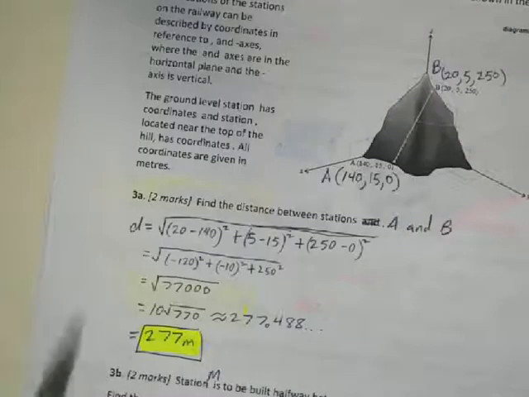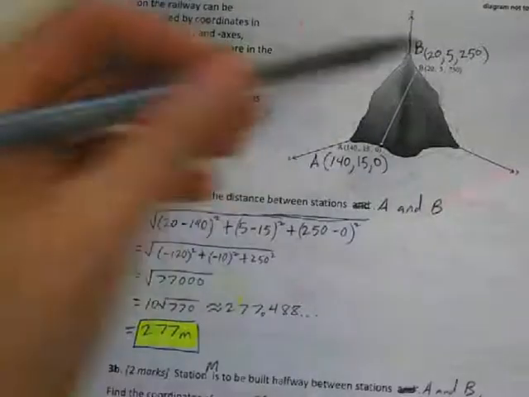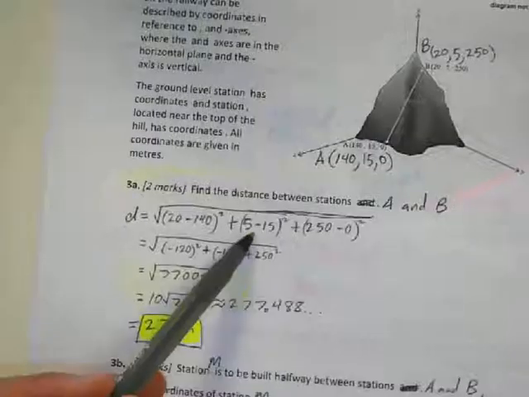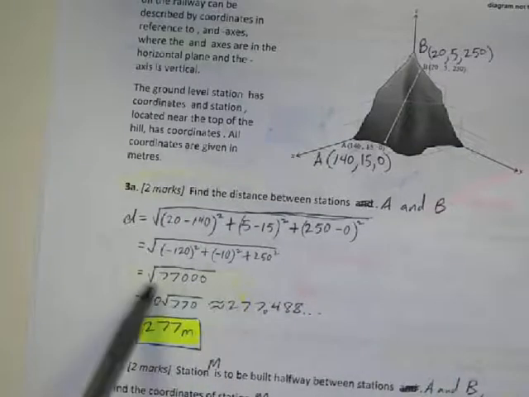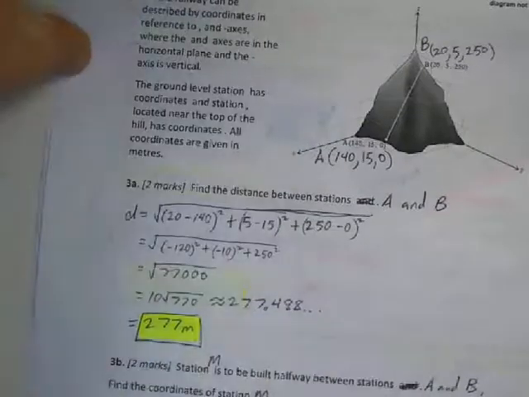So that's exactly what I did here. I took the x values, subtracted them from each other, the y values, subtracted them from each other, the z values, subtracted them from each other, squared them all, added those squares together, and then simplified. Hit pause if you need more time to look at this.